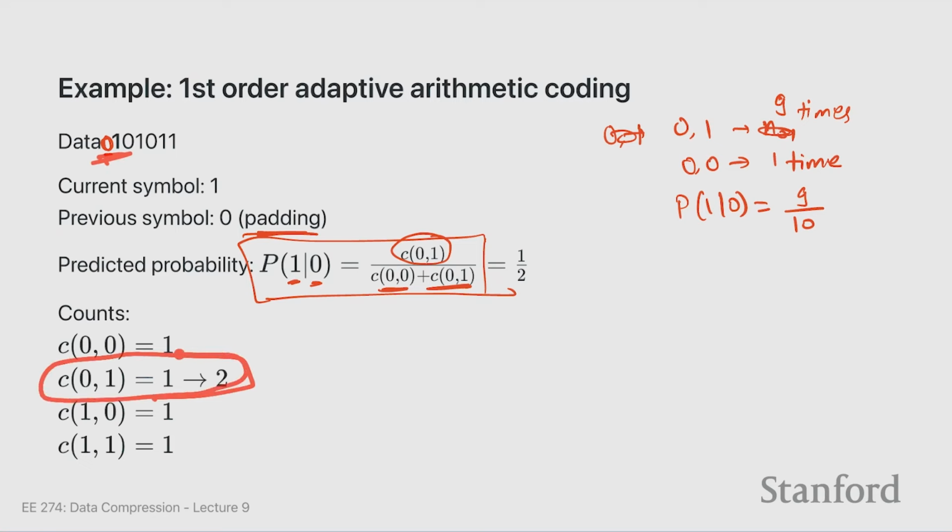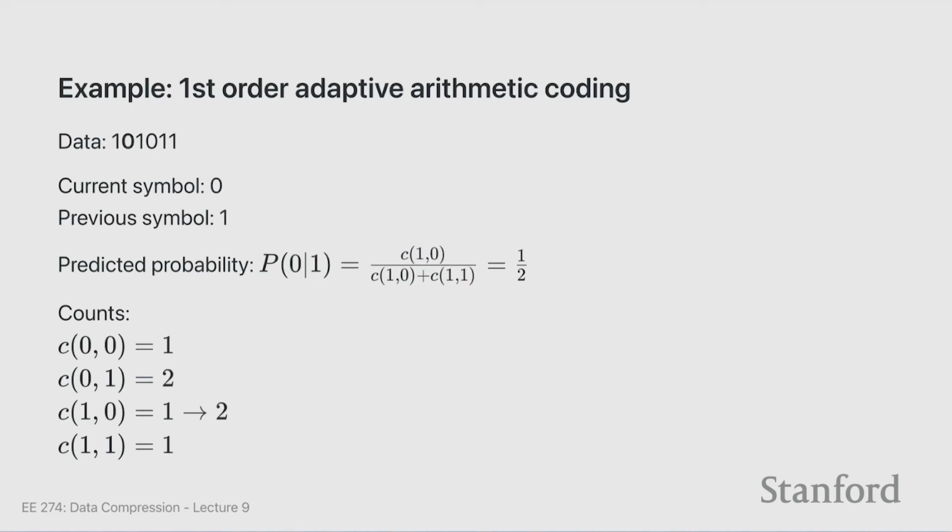Okay, and now you have seen a 0, 1, so you update your count of 0, 1 by 1, so you do 1 plus 1 equal to 2. Okay, are we happy with this? And then we'll do the next steps, but let me pause for a sec. Okay. Right, and now we do the next symbol.